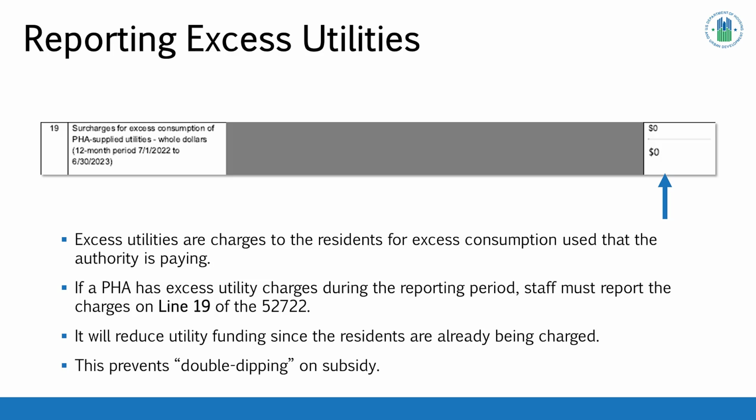Since they're funding us on authority-paid utilities, and since this participant is living in a public housing unit where the housing authority is paying for those utilities and getting funded by HUD, any additional charges we have for the residents for any type of excess utilities they're using, we have to reduce out of the subsidy so we don't get the double funding. We don't charge a resident and we don't receive additional subsidy. So we've got to be very careful to include that on the form.